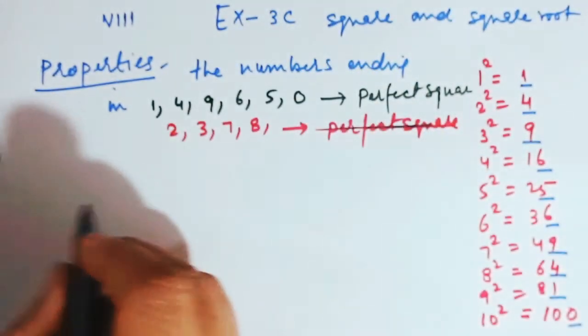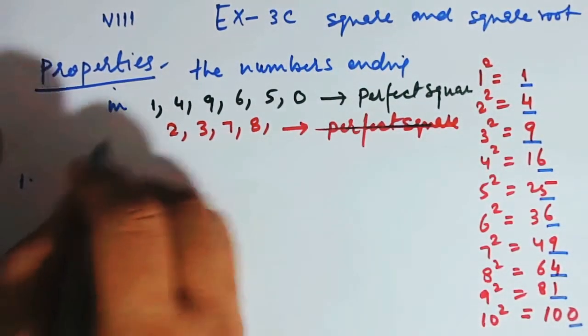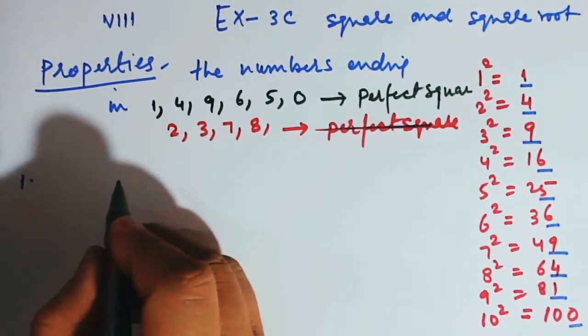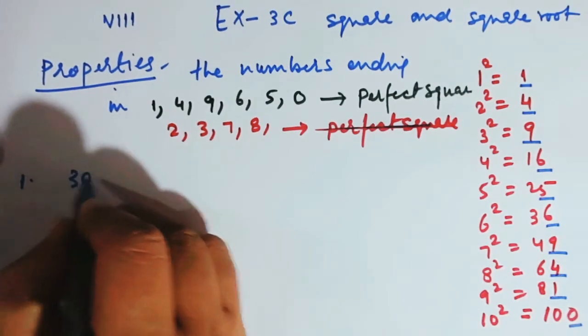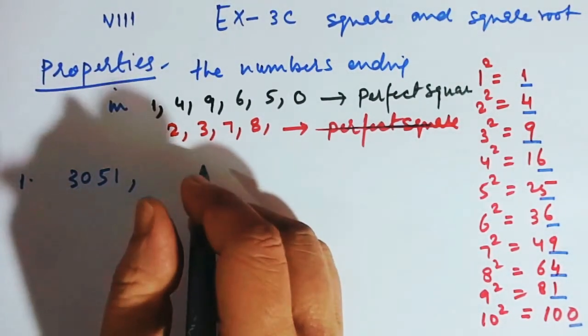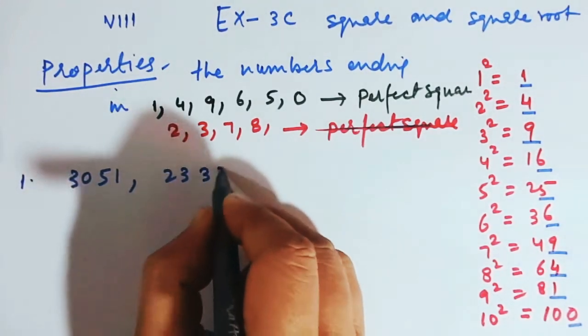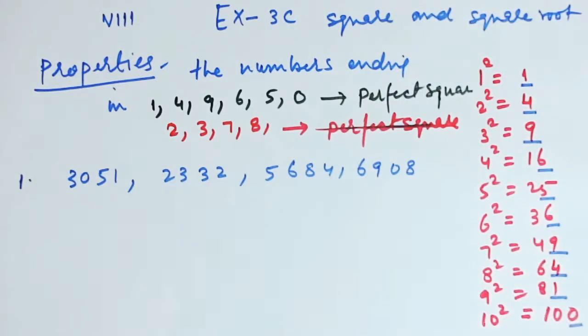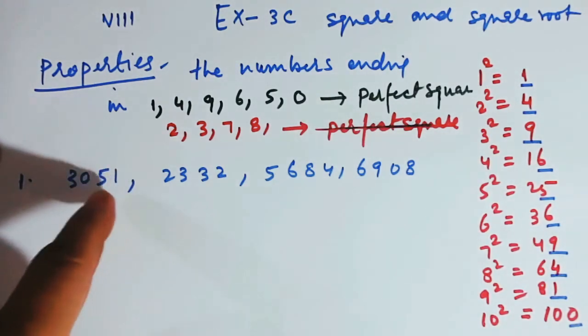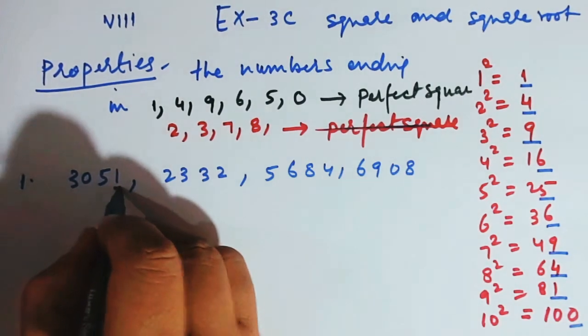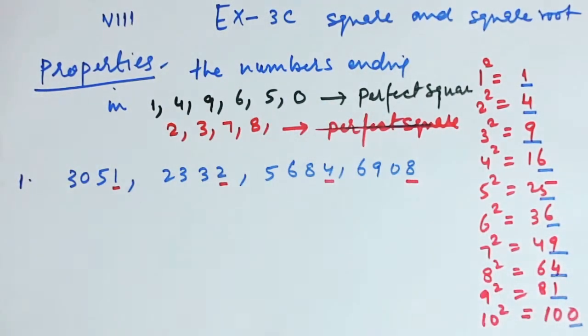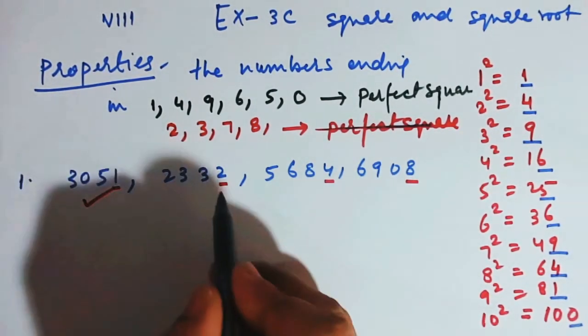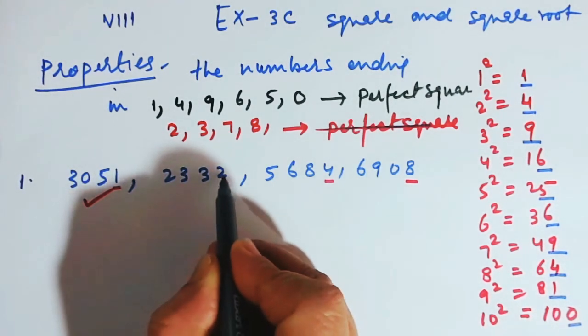Now looking at this, let us come to exercise 3C directly, in which they are saying, seeing the value of the digit at unit place, which of the following can be square of a number? They have given you 3051, then 2, 3, 3, 2, 5, 6, 8, 4, 6, 9, 0, 8, and so on. Naturally, have a look. This will be square of a number because 1 into 1 is equal to 1. Have a look, there is no such number that when you square it, you will get 2 in its unit digit.